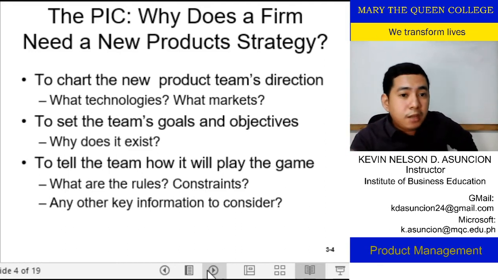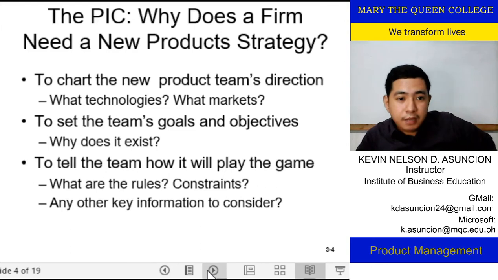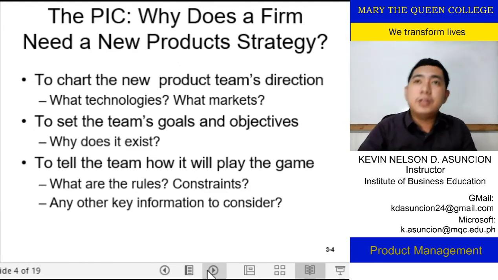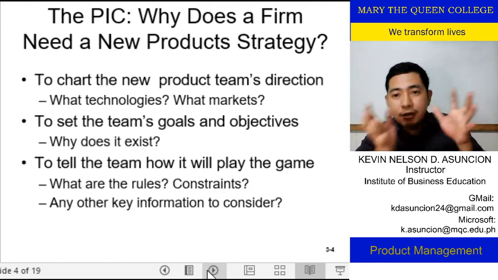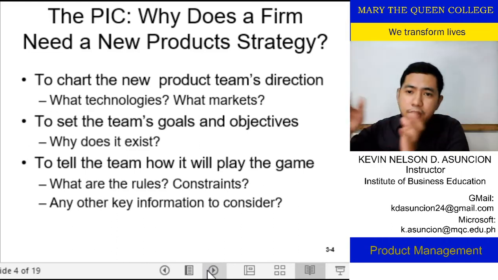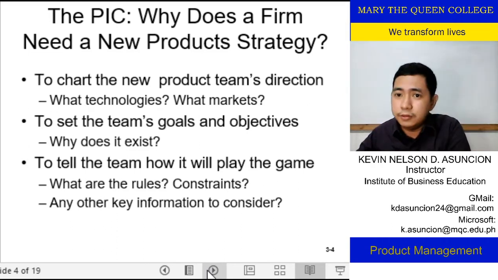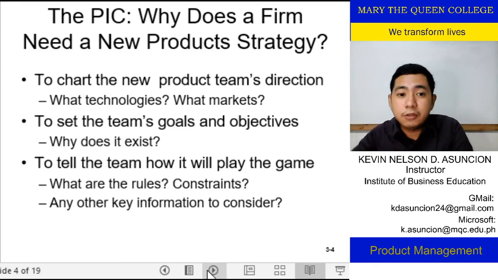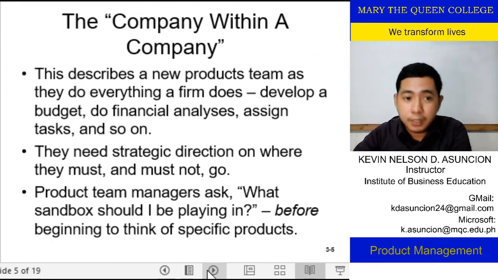Then it tells the team how it will play the game. What are the rules, constraints, and any other key information to consider? If you are developing that new product portfolio, and you are thinking of a new product outside those products, what are the rules? What are the constraints? What information do you need to consider before putting up that product?